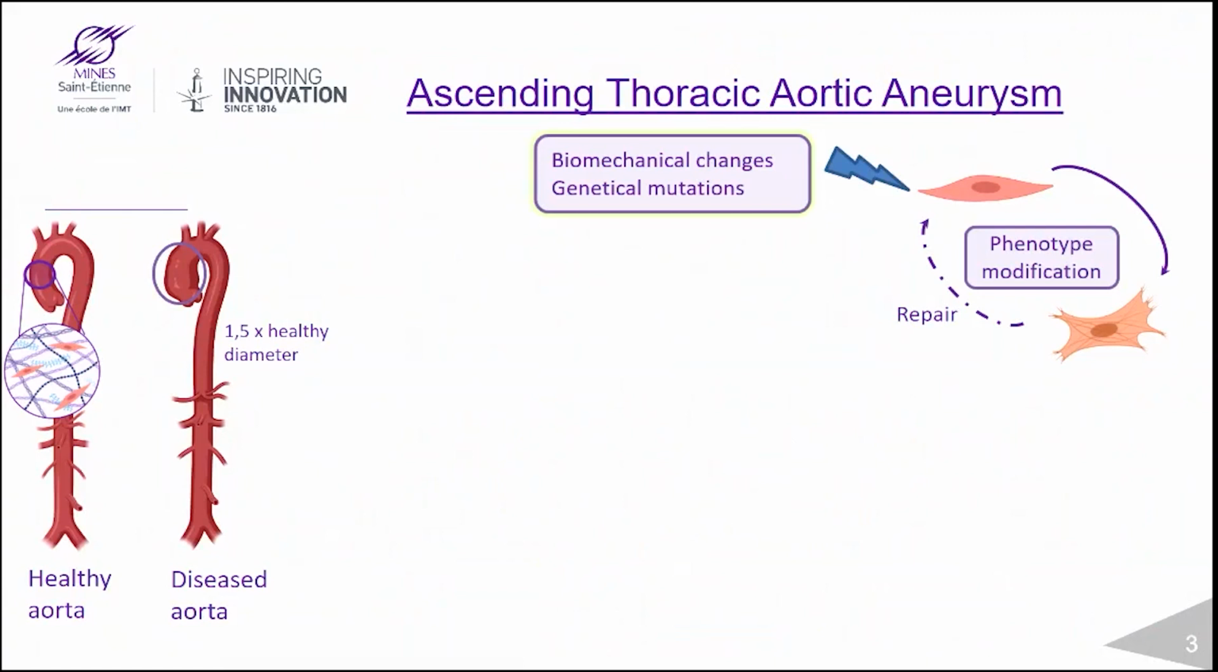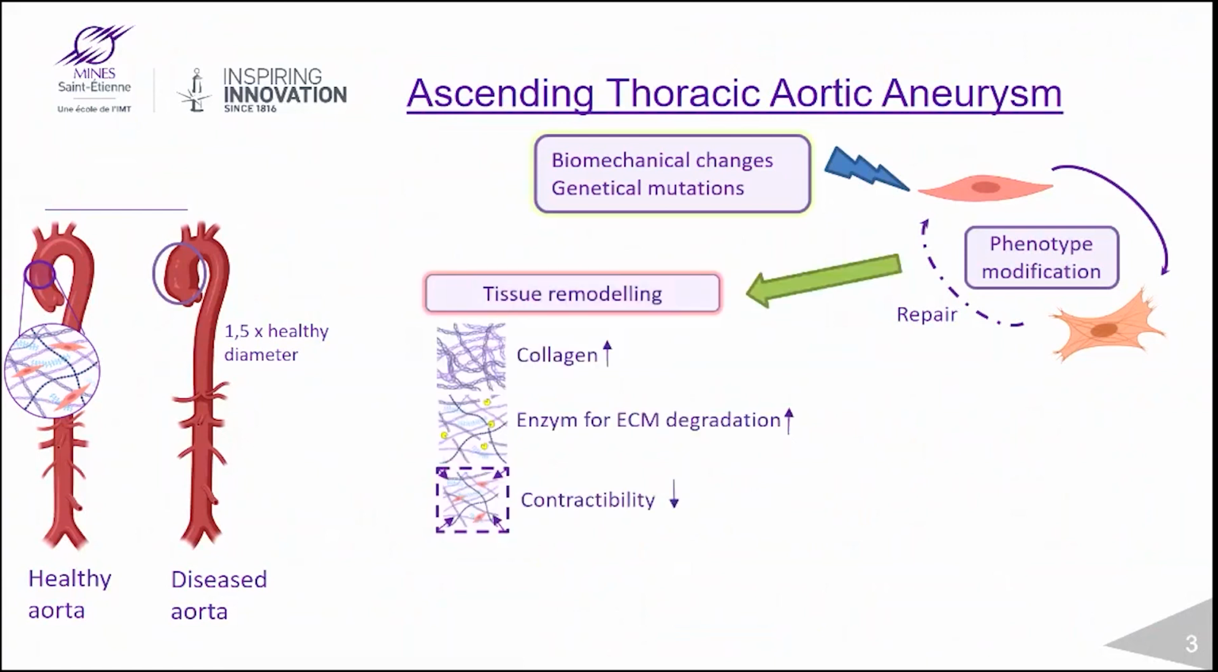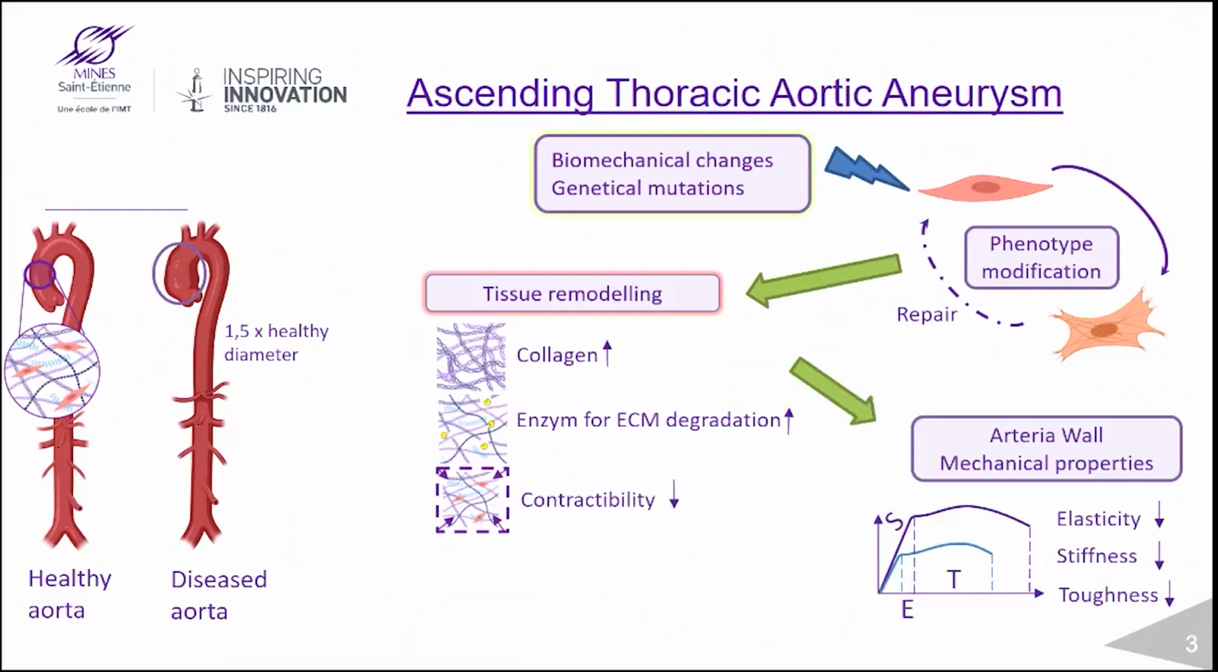So this leads to an imbalance of the composition of the tissue in the aorta, and in particular, we observe an increase of collagen content, an increase of the matrix degradation, and a loss of the contractility of the tissue. This way, the wall is becoming weak, and its mechanical properties change, which leads to a higher risk of rupture.